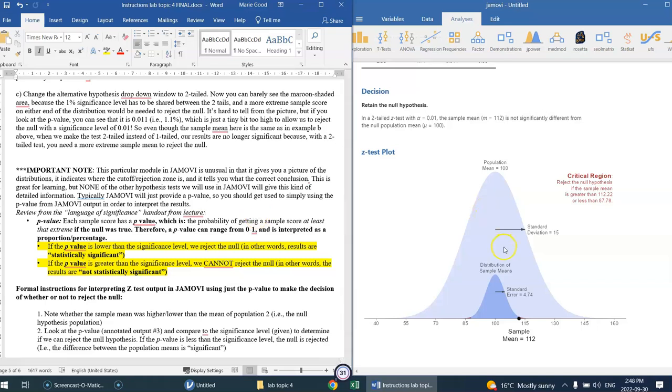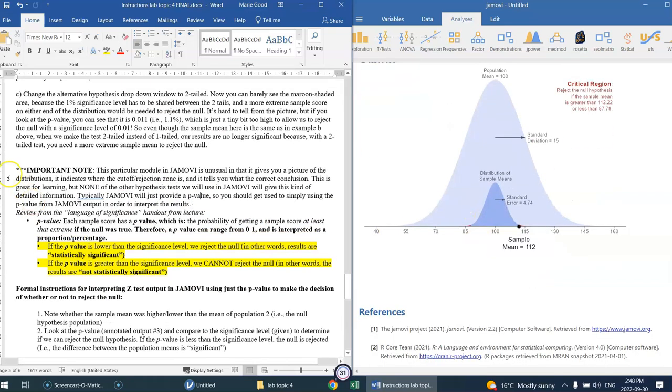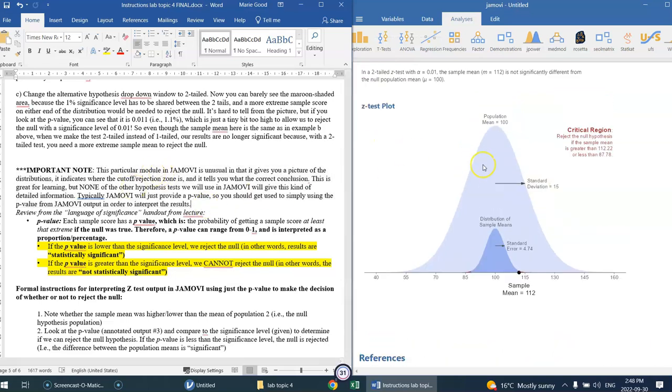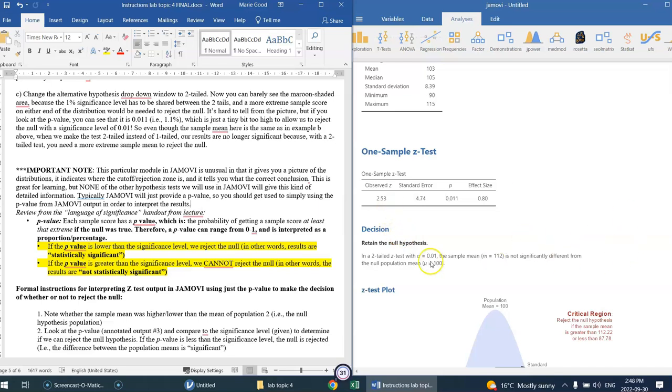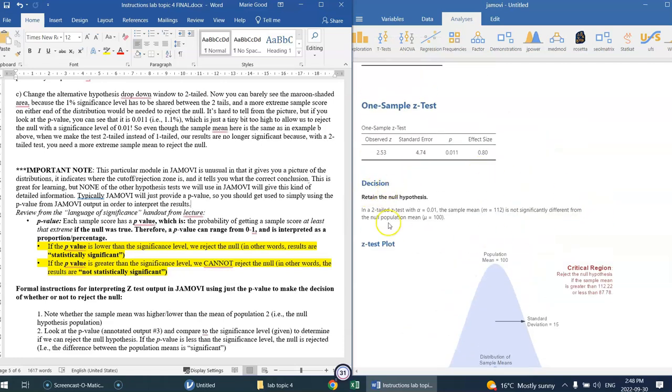All right, so just a couple more things with this video here. This is an important note. I actually touched on this before. Just remember that this module is different than the other hypothesis tests that you're going to see in Jamovi. It makes it really easy for you. Usually you don't get the picture, you don't get this sentence that tells you what conclusion you should make. All you get is a table that looks like this.